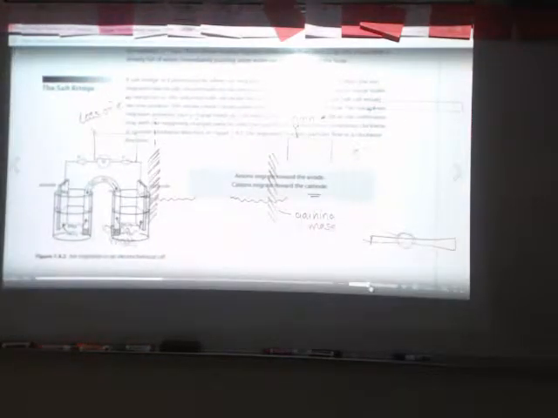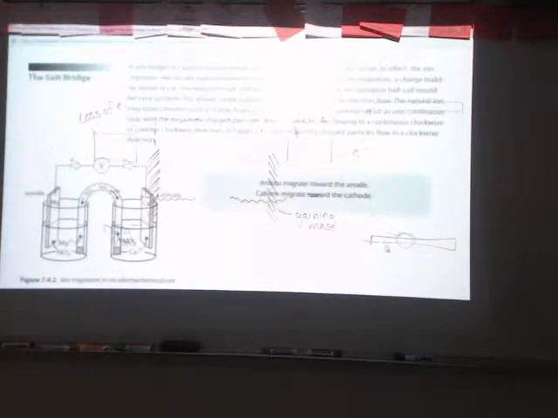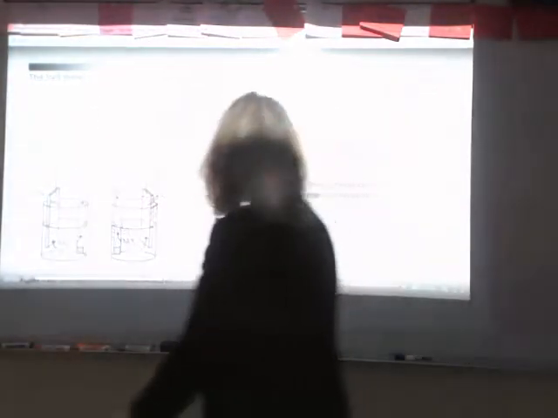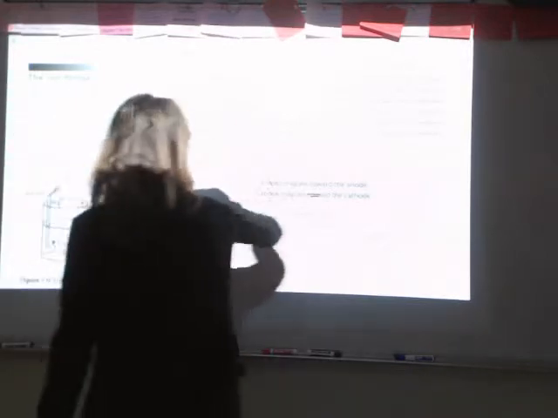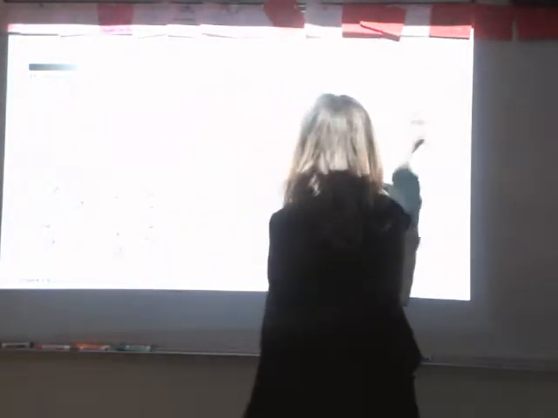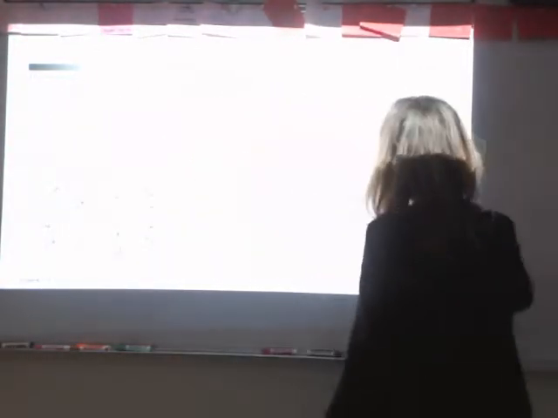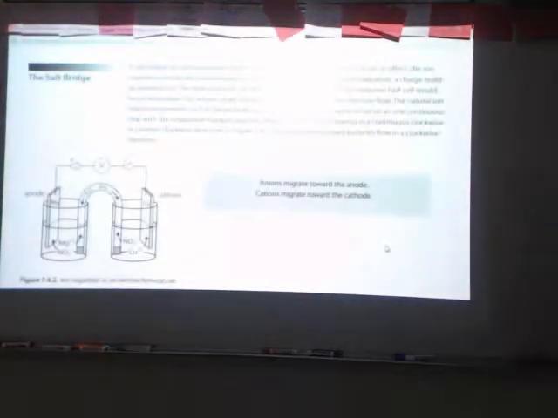Let's talk about the salt bridge in a little more detail. So the salt bridge is connecting the two half cells. It's porous, so that's why it allows ions to migrate and it completes the circuit. And it's countering the electron flow that's occurring.